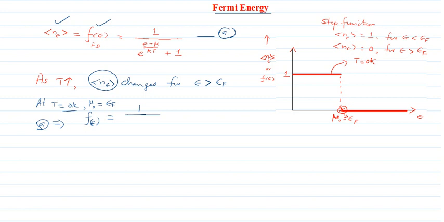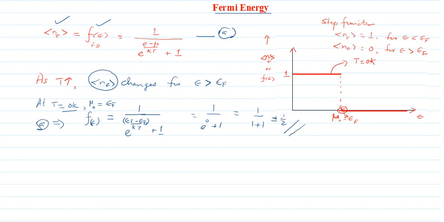So what will happen to this expression? It will become e raised to EF minus mu, where mu at this point is EF, divided by KT, plus 1. So this is nothing but 1 divided by e raised to 0 plus 1. And anything raised to 0 is 1. So it is 1 by 1 plus 1. That is equal to 1 by 2.